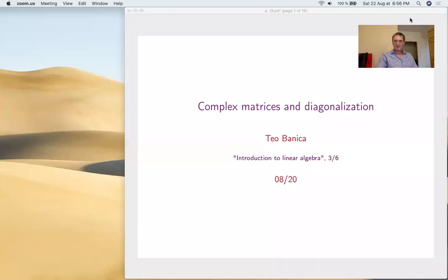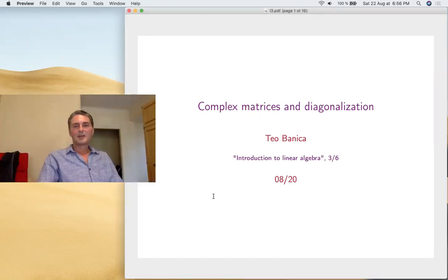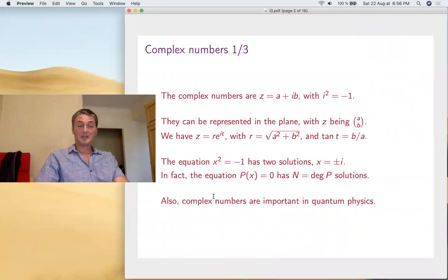Let's find this presentation. So here we go, complex matrices and diagonalization. So that's the core of the whole linear algebra theory, the most important course. So let's start with complex numbers. So these are a plus bi, where i squared is minus 1. They can be represented in the plane, okay? So z is (a, b). So you put the real part here, imaginary part here.